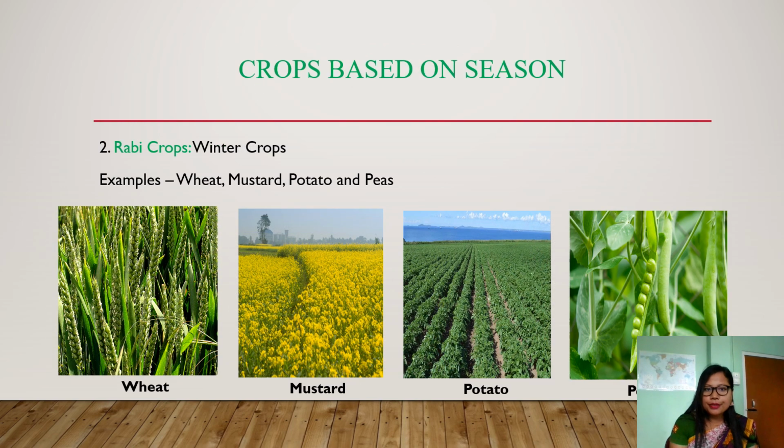Our second classification of crops based on season is rabi crops. We can remember rabi crops as winter crops. Basically these crops are grown in the months of October and November, and are harvested during the month of March or April. You can see some examples of rabi crops on the screen with beautiful pictures. The first ones are wheat, mustard, potato, and peas.